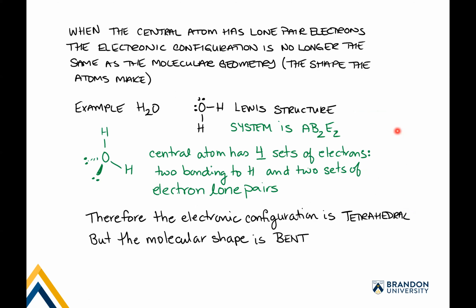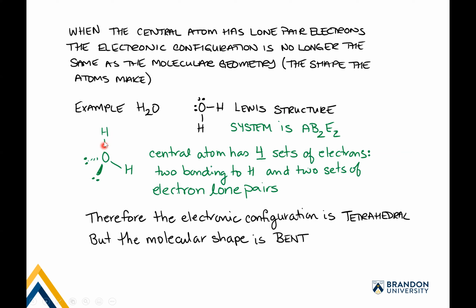Now, when you have lone pairs, then things start to change slightly. So we'll use water as our best example here. So the Lewis structure of water, no surprise, it's this. If you look at the center atom, it's bonded to two atoms, H and H, and it's got two lone pairs. So this system is an AB2E2 system, and the center atom has 4 sets of electrons. Two sets are bonded to the hydrogens, and 2 sets are lone pairs. So the actual electronic configuration of this molecule is tetrahedral.